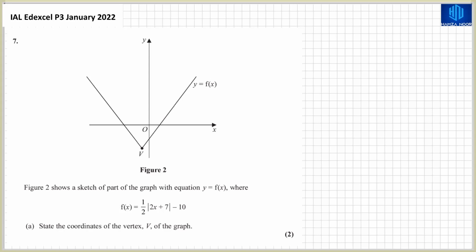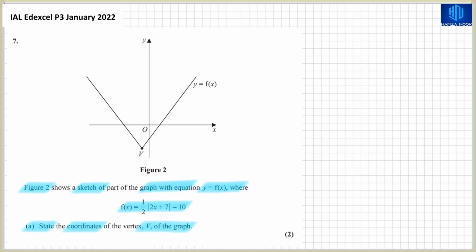Question number 7 of International A-Level Edexcel P3 January 2022 paper. So here we have a graph. Figure 2 shows a sketch of part of the graph with equation y equals f(x), where f(x) is equal to half multiplied by modulus of 2x plus 7, and then minus 10. The requirement of part A is to state the coordinates of the vertex V of the graph.